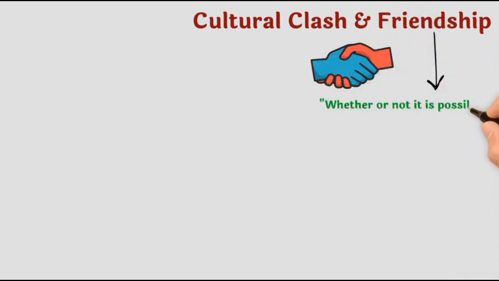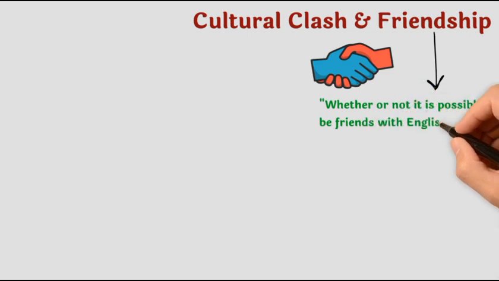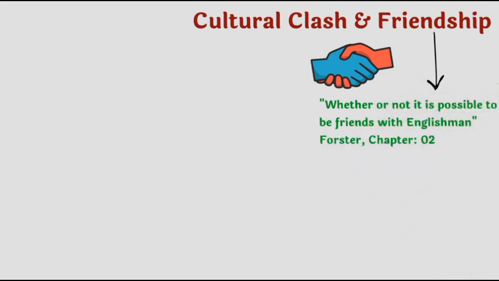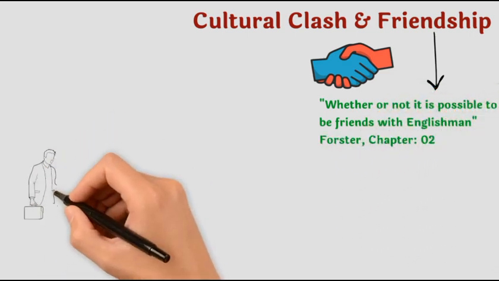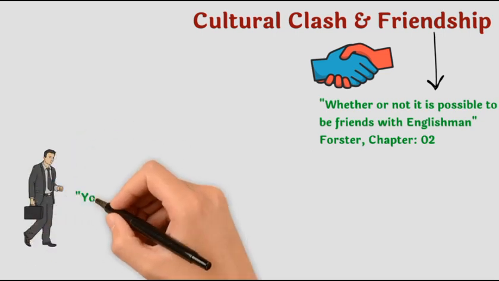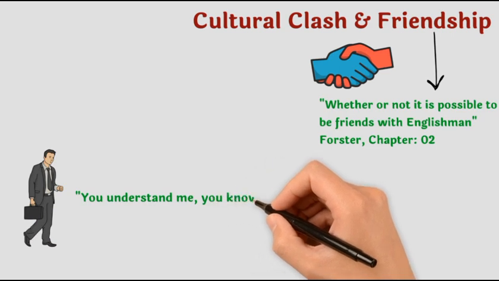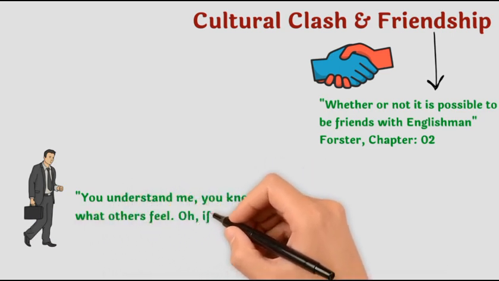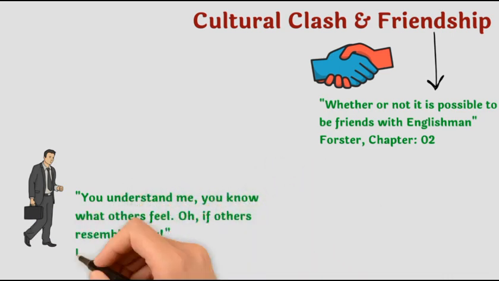Now the story revolves around the urge of Dr. Aziz to have English friends. His concern about this is also shown when he says to Mrs. Moore, "You understand me, you know what others feel. Oh, if others resembled you." He wanted all English to understand Indians.